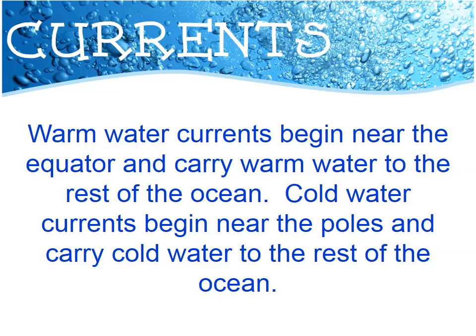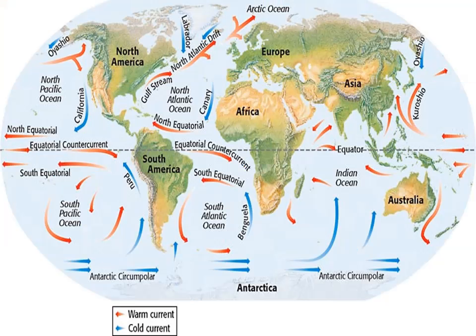Nobody could get in it. And the same is true of the poles. They would be freezing cold, frozen, and there would be no water there. So the fact that these currents move water around the ocean, it keeps it all at a steady temperature.